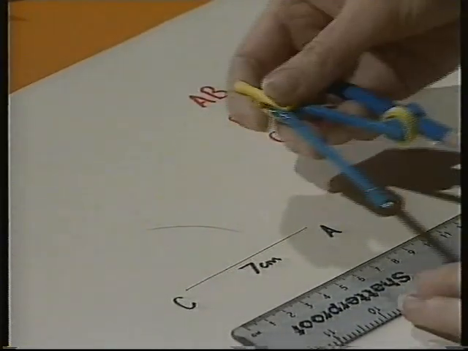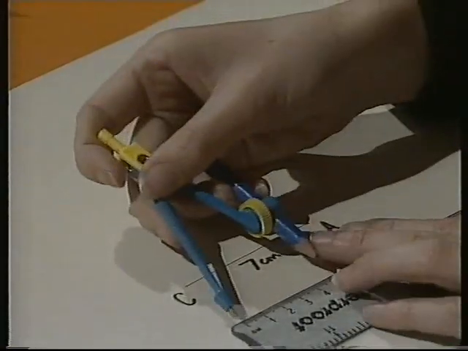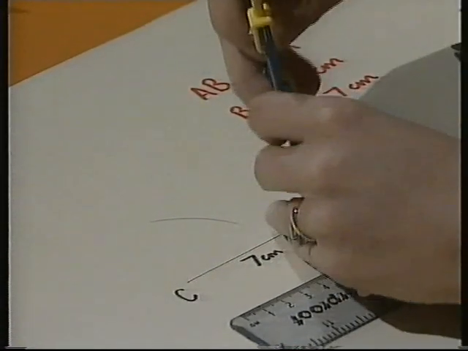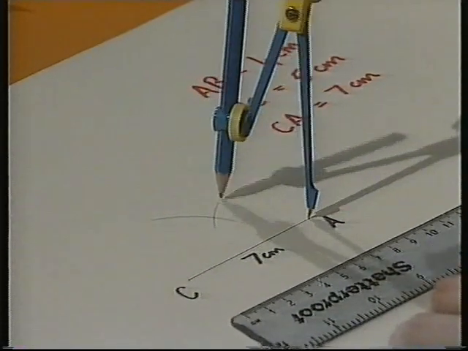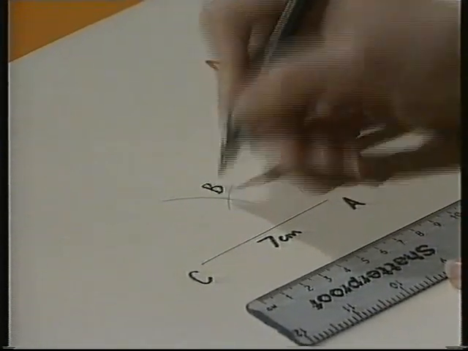The next thing I do is look at the other measurement, which is 4 centimetres. I push the compasses in to make 4 centimetres, put the point on A, and draw an arc. And where they cross is the point B of the triangle.